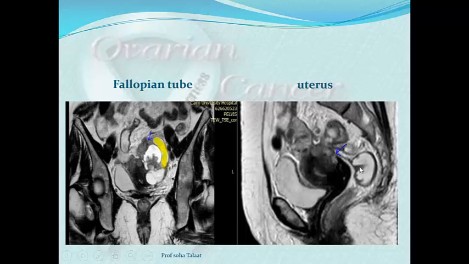This is the rectum. There is narrowing here, but I couldn't delineate if there is infiltration of this part or not. We have to see in different planes, but what was so obvious here is the infiltration of the fallopian tube and infiltration of the uterus. So it is stage 2A.